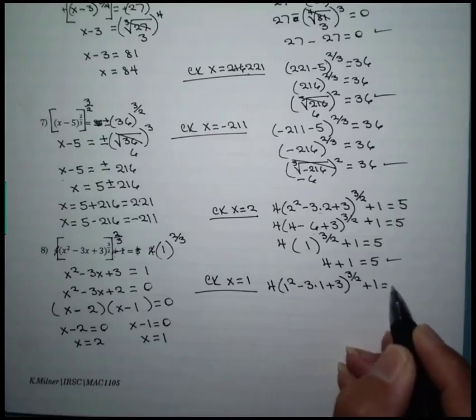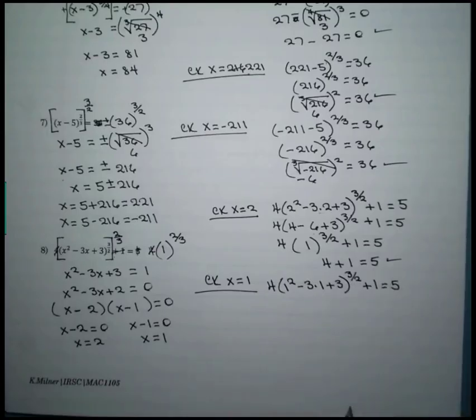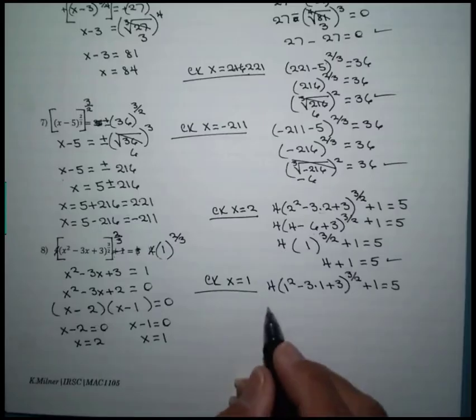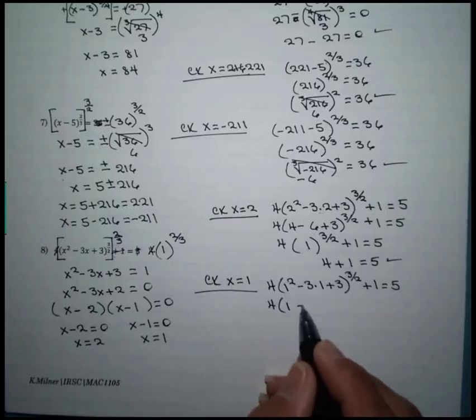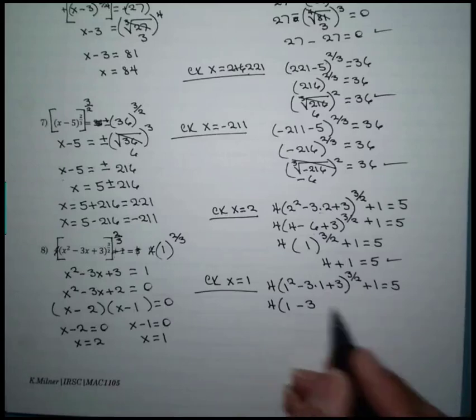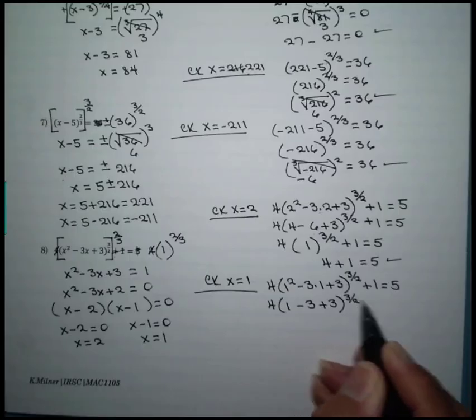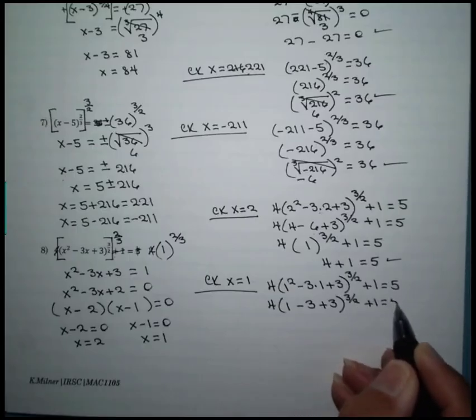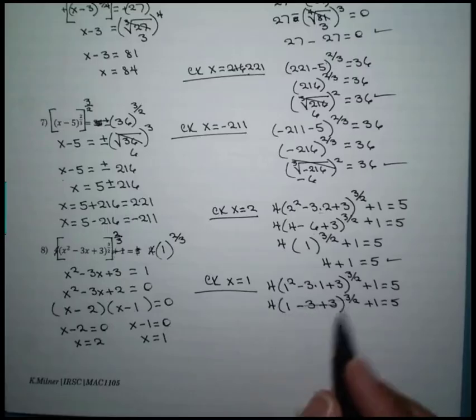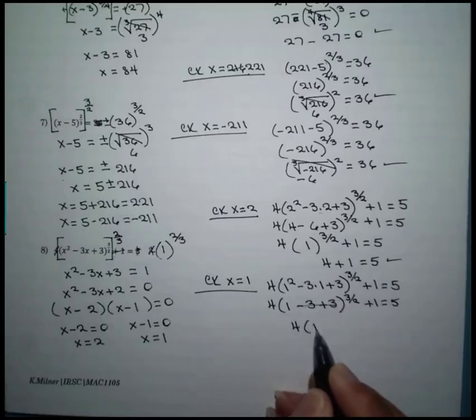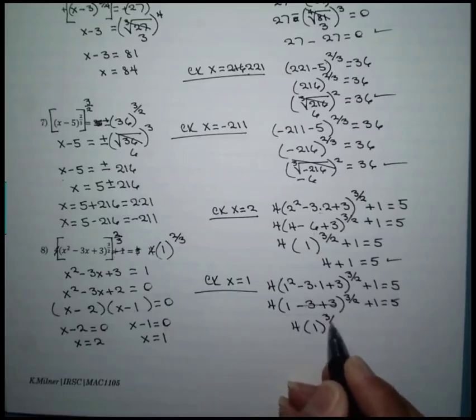I know there's a lot of algebra in this. I told you this section was going to be tedious and long, but believe me, you need the practice to move on to what you've got to do next after this test, okay? 1 squared is 1. Negative 3 times 1 is negative 3. I've got plus 3 here, raised to the 3/2. Everything plus 1 equals 5. Well, a negative 3, a positive 3, those are going to cancel. All I have here is 4 times 1 to the 3/2, right?